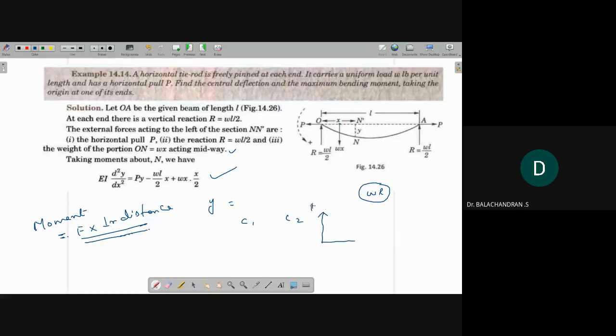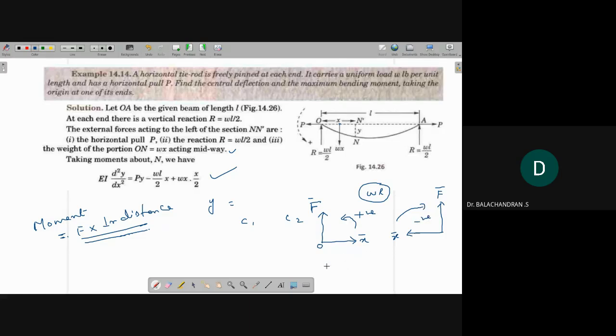This is the force F. I will take the radius this side. This is the origin. This direction is anti-clockwise, so positive. Similarly, if I consider this a force and this a radius, this is a clockwise direction, so negative.